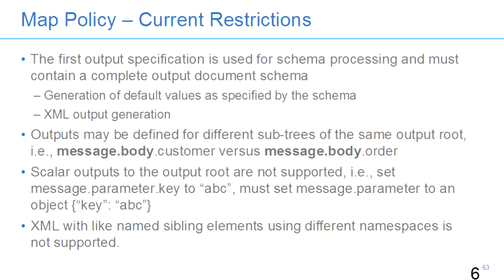At this point, scalar outputs to the output root are not supported. So if you wanted to output something, for the example of message.parameter.key, and you want to set that to a scalar ABC, what you would do instead is you would set message.parameter to an object which would have key as the key and then ABC as the property.